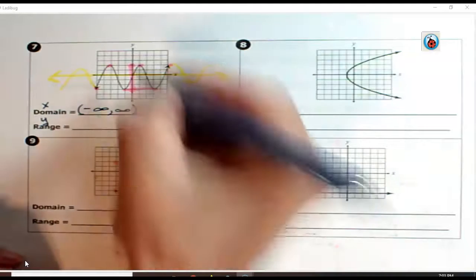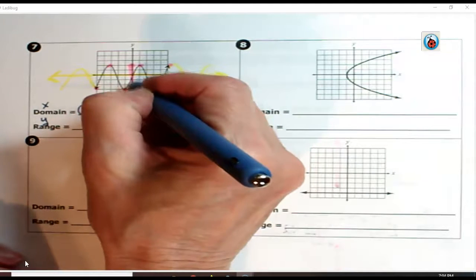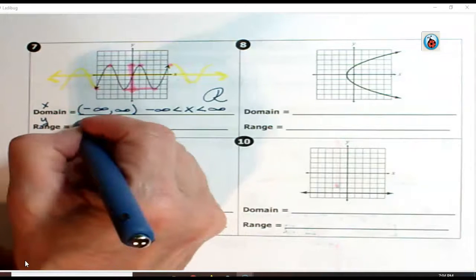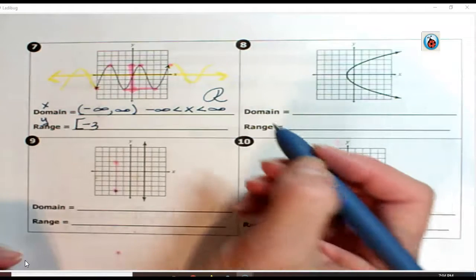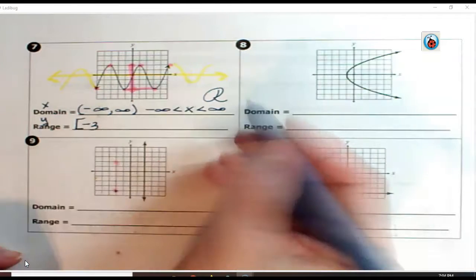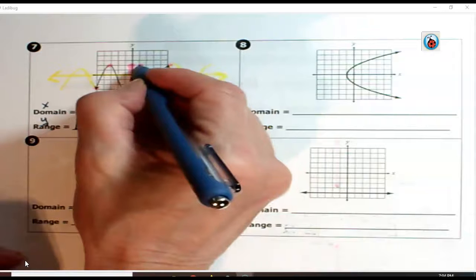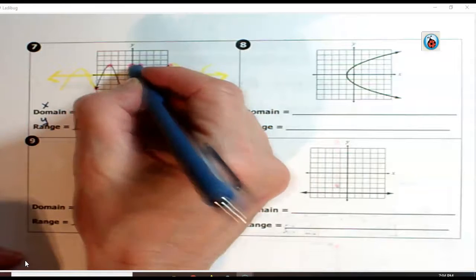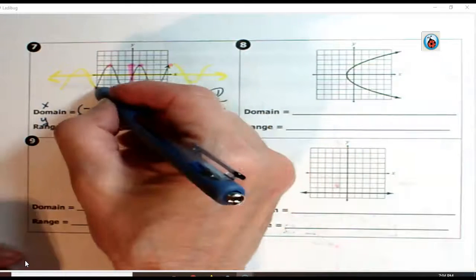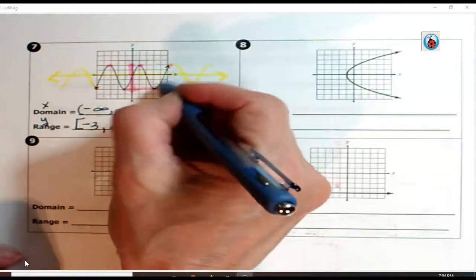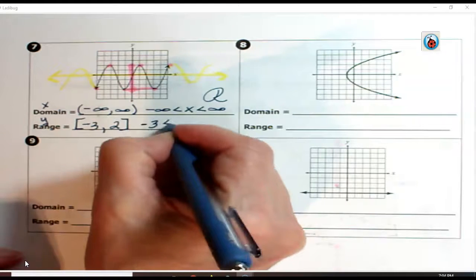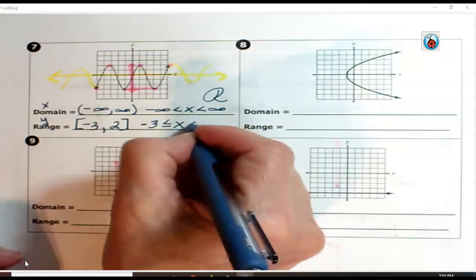Okay, so we've got the lowest Y, 1, 2, 3, that's a negative 3. And it is a solid dot because it's on the line. At a negative 3, it's on the line there and there. Okay, then if you take a look up here, this one's at 1, 2, a positive 2, and it's also on the line. Okay, what line am I talking about? I'm talking about that curvy line right there. So if I wrote this out, it's negative 3 is less than or equal to Y, which is less than or equal to 2.